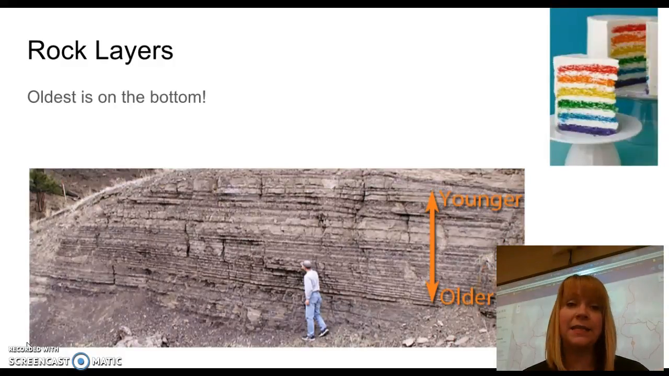So same idea in that the oldest is typically on the bottom and the youngest layer is usually or typically on the top. Now it doesn't always happen that way. So we have to look at the big ideas first and then try to piece together the puzzle. Okay? But the oldest is typically on the bottom and layers are put down horizontally.